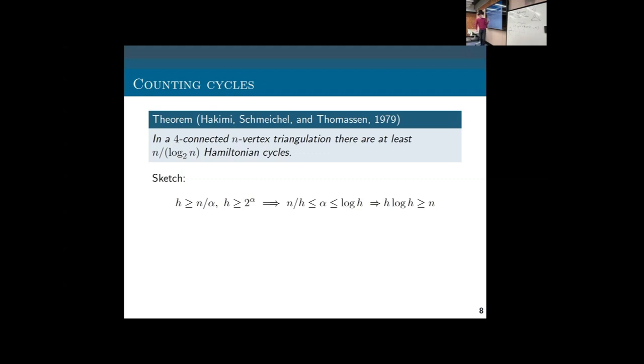But this is also true. H is at least 2 to the alpha. Why? Well, we can flip this around here. Does that change the number of Hamiltonian cycles? We can flip this to this. All the rest stays the same. I just locally flip and I get a new Hamiltonian cycle, right? This is clear. So H is at least 2 to the alpha.